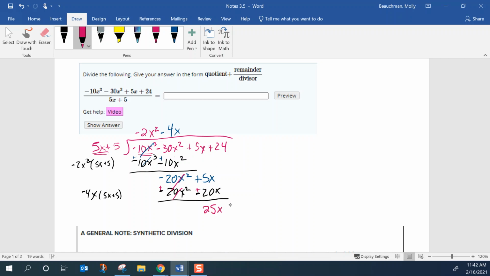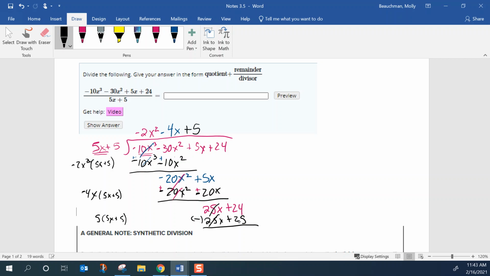And we keep going until we run out of terms in the polynomial. So last we get 5x times what equals 25x. 5x times 5, so plus 5. Then we take the 5 times 5x plus 5. And we end up with 25x plus 25. Subtract.